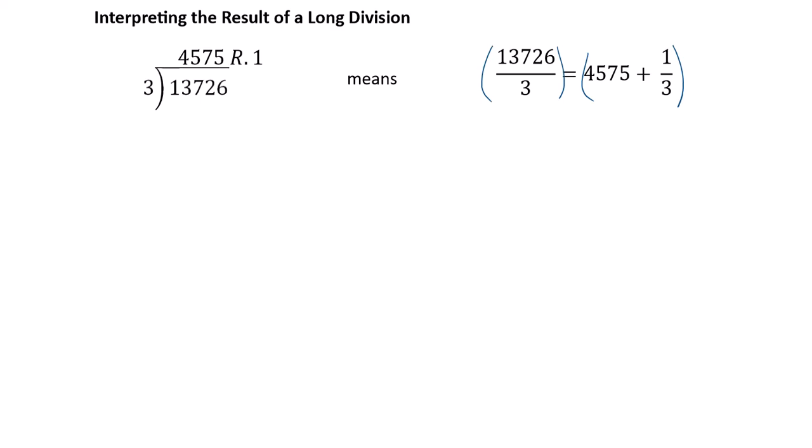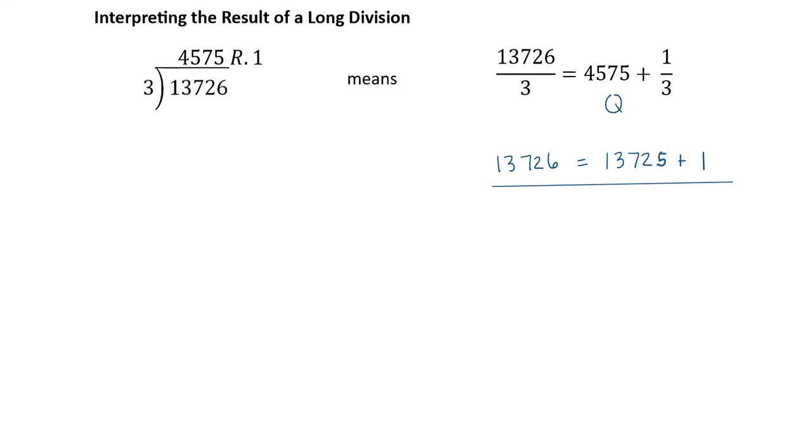Now, it's interesting if we take this and treat it like an algebraic equation, even though it's just a number equation. If I multiply both sides by 3, I'll have 13,726 on this one side, and distributing from the right side, 3 times 4,575 is 13,725 plus 3 times 1/3 is going to give me 1. And this is true. So this 4,575 is actually the quotient, and your remainder over the divisor is that fraction.